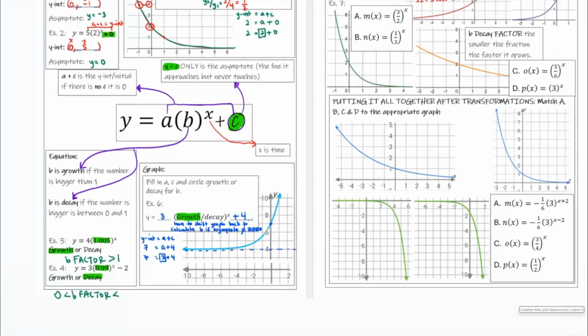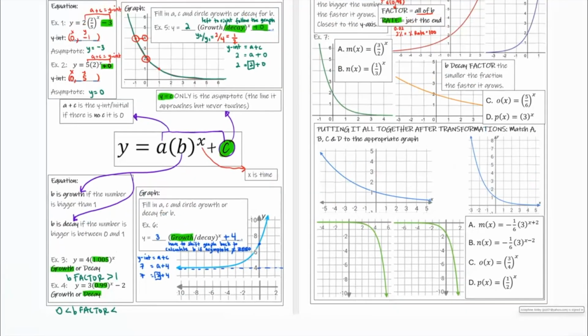Now again, I said there's no calculator, but I can check my answers by typing it in the calculator. I could type in y equals 2 parentheses 1/2 to the x power, and if I zoom in, I'll find out that it matches this graph exactly.